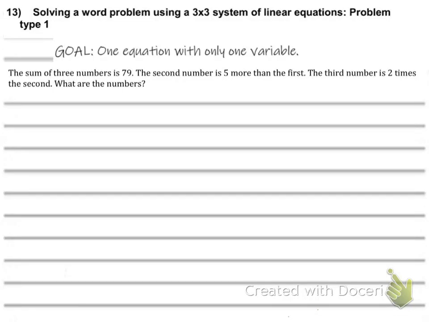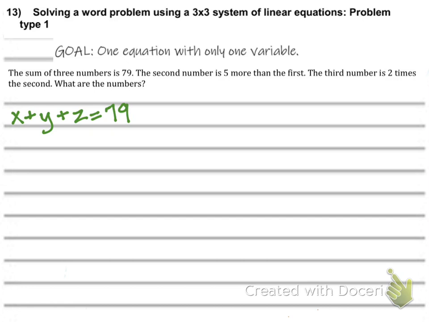All right, so now we're going to solve word problems with 3 by 3. So that just means we have 3 unknowns instead of 2, right? Our goal is to get to where we have one equation with one variable by replacing things, okay? So this says the sum of 3 numbers is 79. So I'll just call them x, y, and z, right? So I'm going to say x plus y plus z is 79.